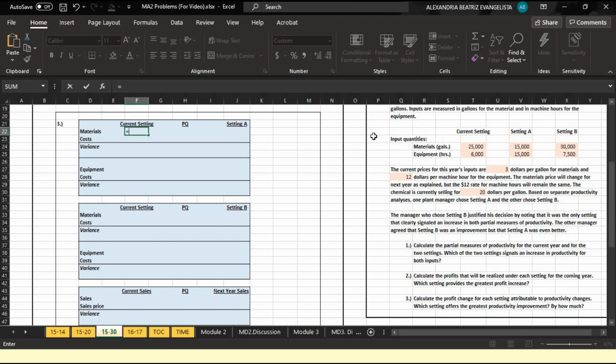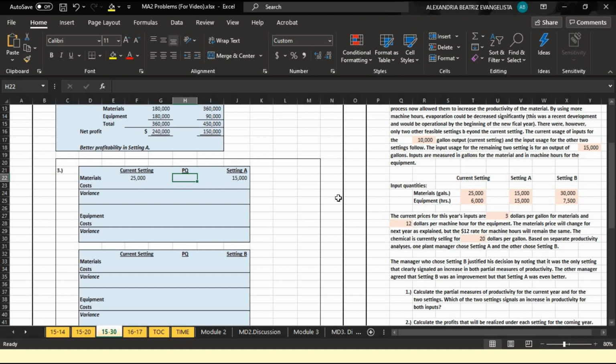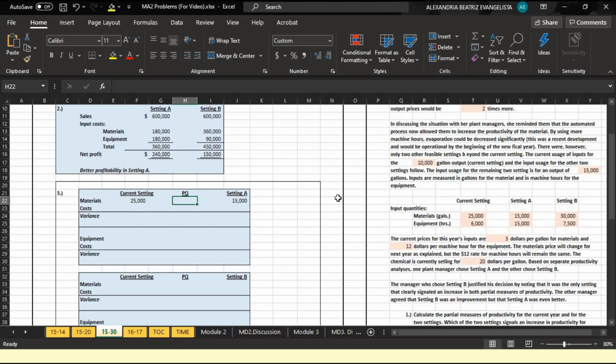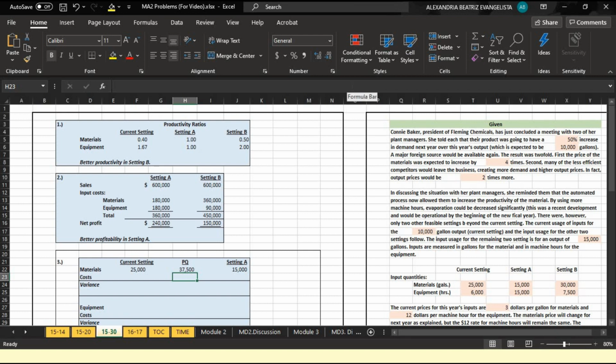So for the current settings, that is 25,000 gallons. For setting A, that is 15,000. And now we're going to compute for PQ. So in here, we're going to get the output for the setting A divided by the productivity ratio of materials in the current setting, and that is 0.4. That would give us PQ quantity of 37,500.